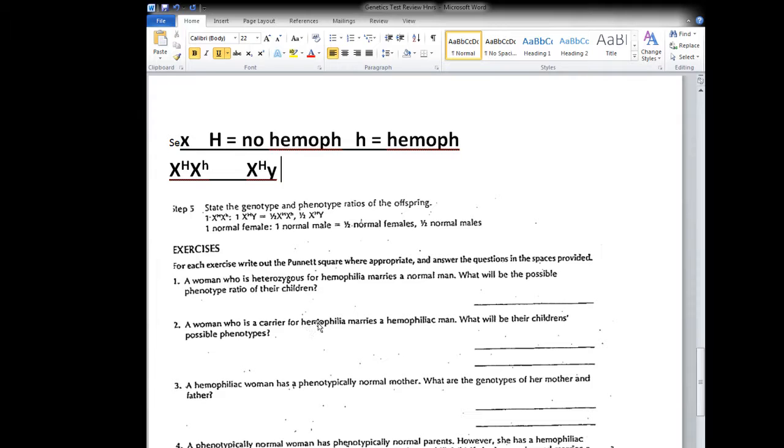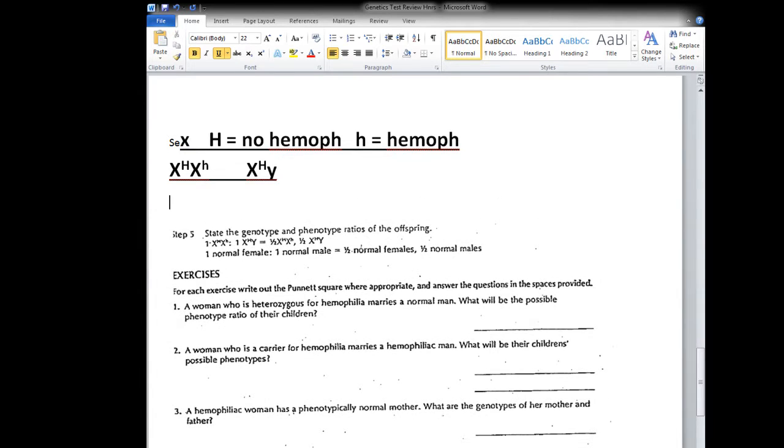A woman who is a carrier for hemophilia. Carrier means heterozygous. It means that she has the little h for hemophilia, but she also has the big H, so she shows as normal. She's carrying it hidden. And she's married to a hemophiliac man. What will their children be?